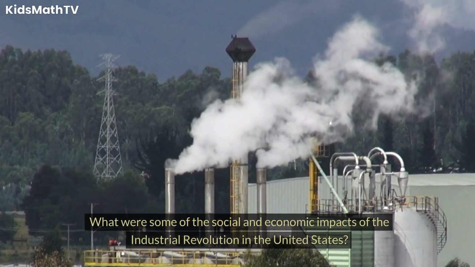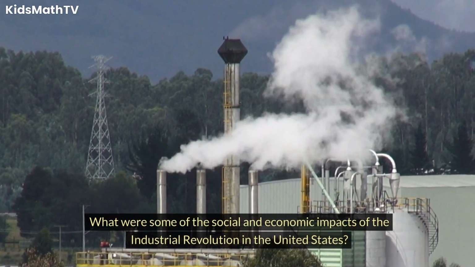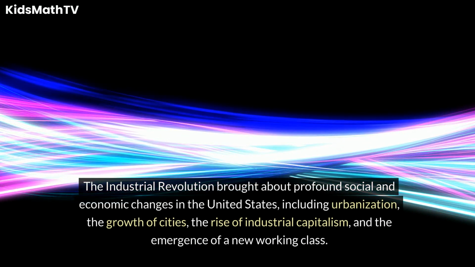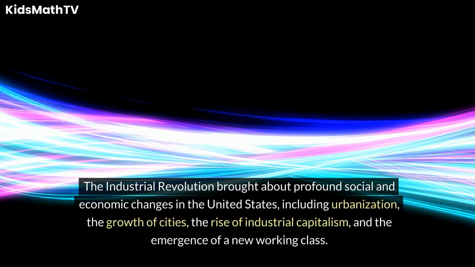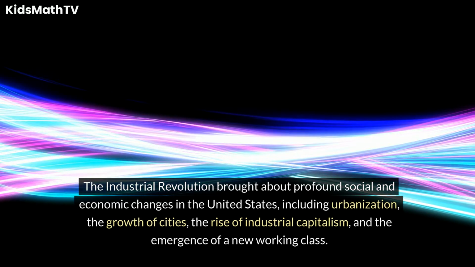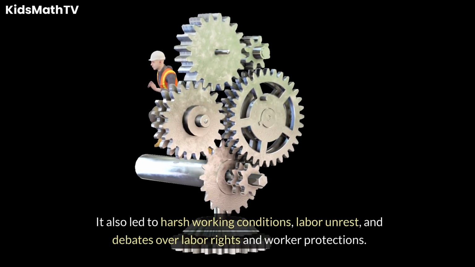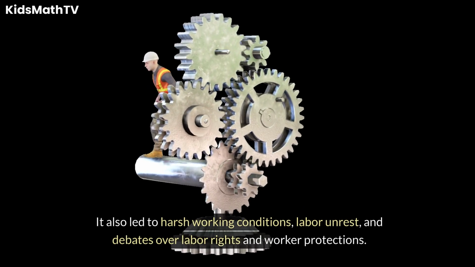What were some of the social and economic impacts of the Industrial Revolution in the United States? The Industrial Revolution brought about profound social and economic changes in the United States, including urbanization, the growth of cities, the rise of industrial capitalism, and the emergence of a new working class. It also led to harsh working conditions, labor unrest, and debates over labor rights and worker protections.